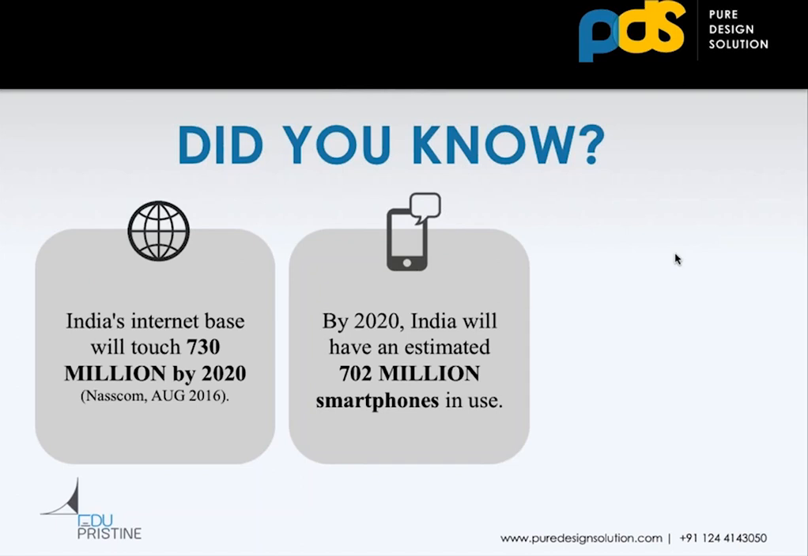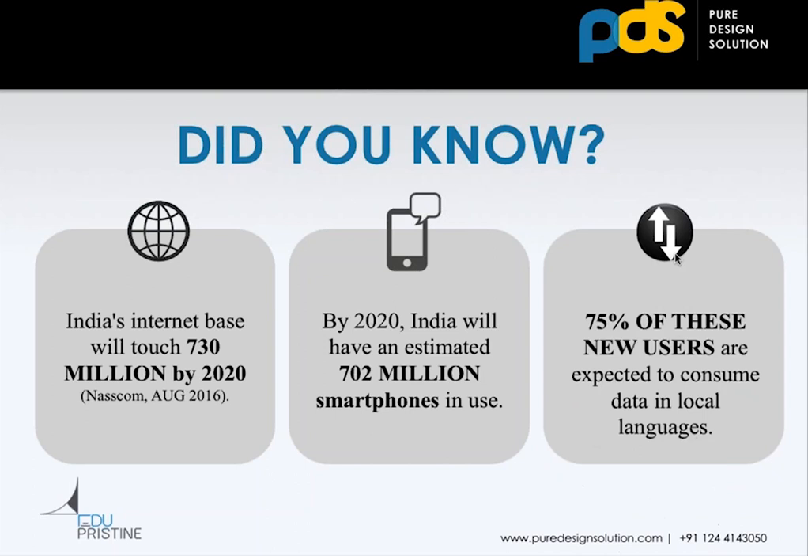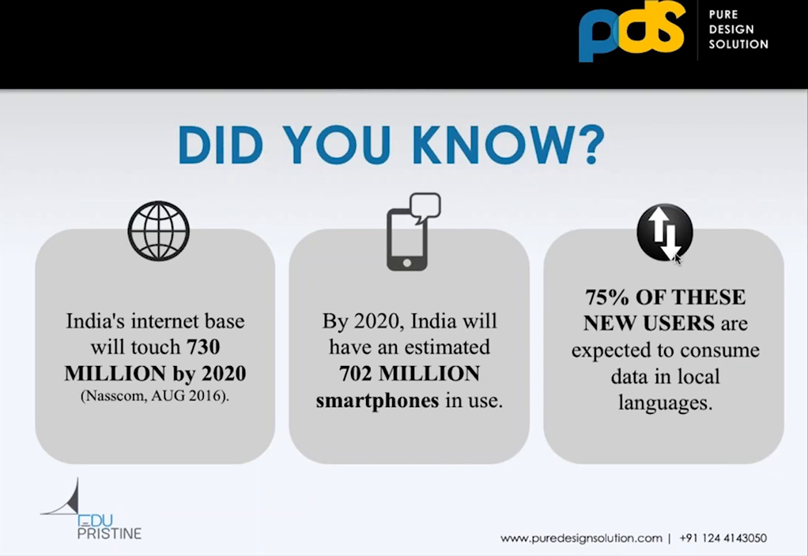And another fact is that 75% of these new users are supposed to consume the content that they see through these mobile devices in their local languages. That's a very important finding. What it helps us to do as marketers is keep it in mind when you build a campaign that has to be at a regional level, at a more organic level.